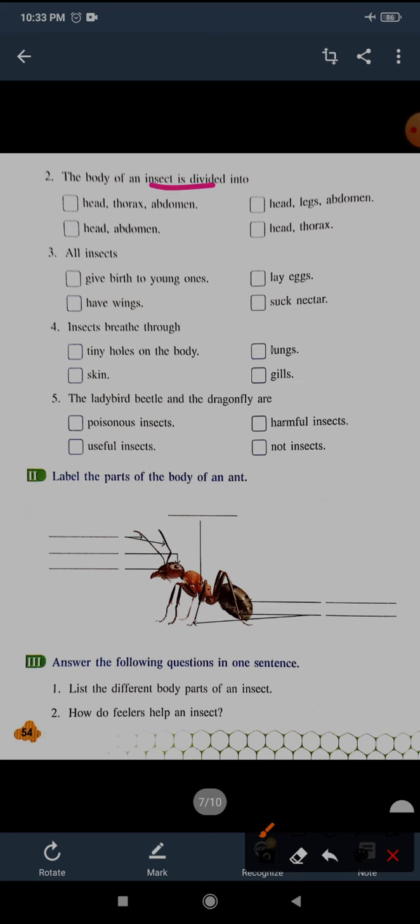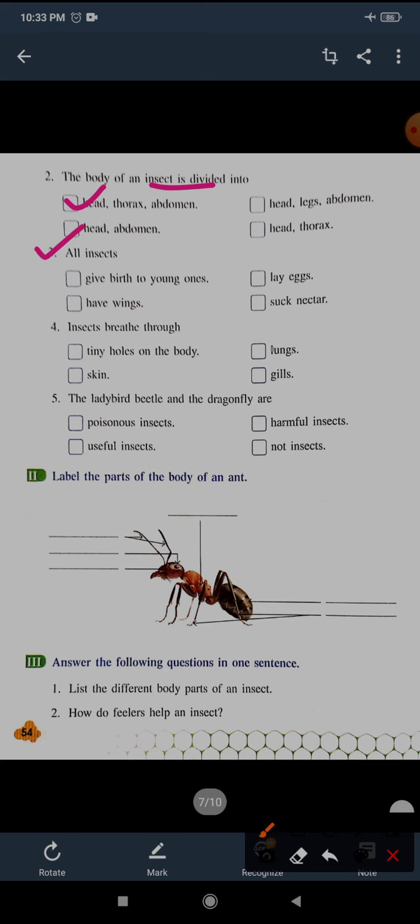The second question is, the body of an insect is divided into 3 parts. The first is the head. The second, the medium one, is called the thorax, and the last one, the largest part of the body, is the abdomen.